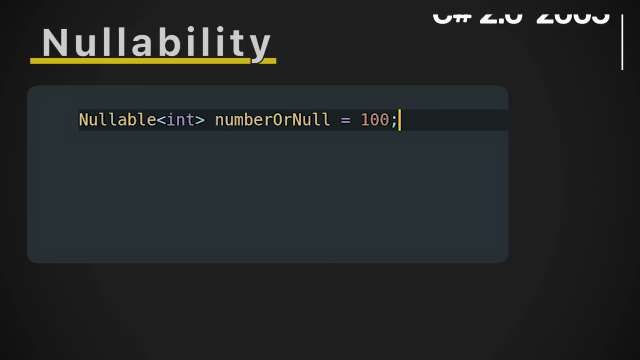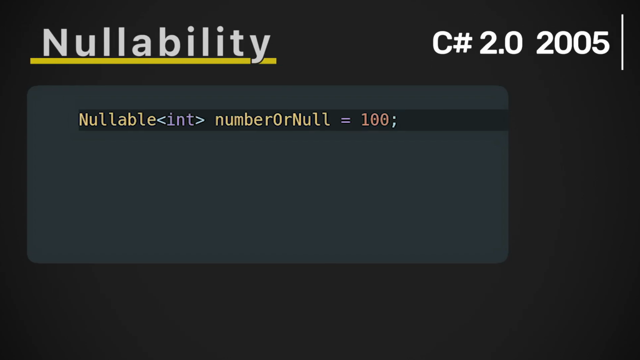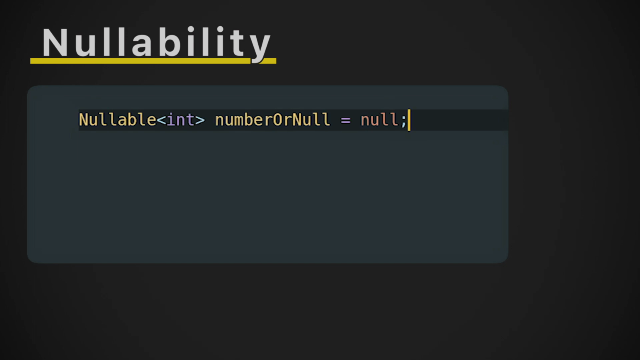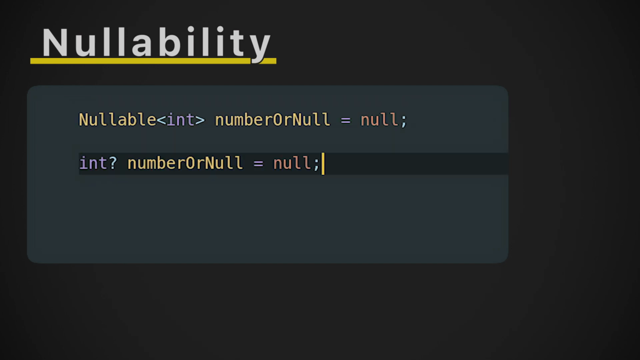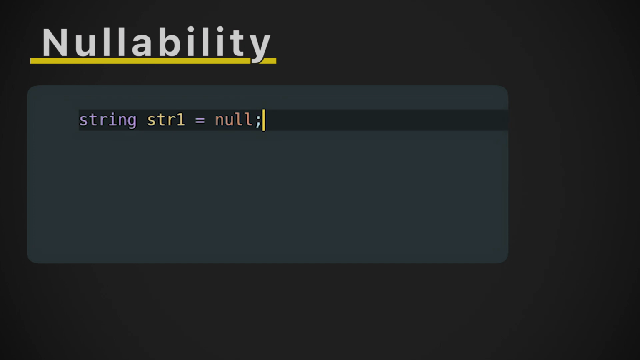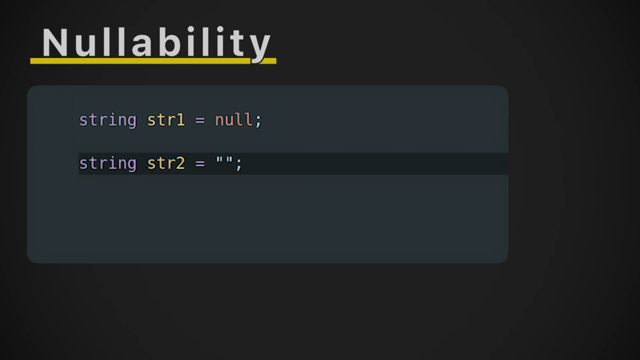Studying C# 2, it's possible to use nullable structures, for example, nullable int. Of course, you can assign a null to it, or just write it with a question mark alias. Strings are nullable in C#, so you can assign a null to it, or a string empty value. And they're different values, of course.